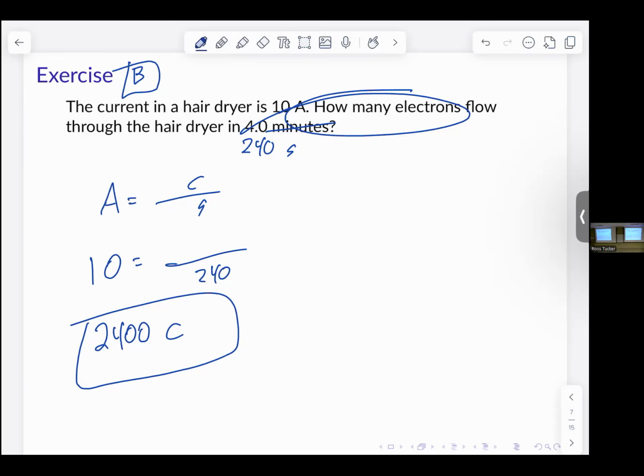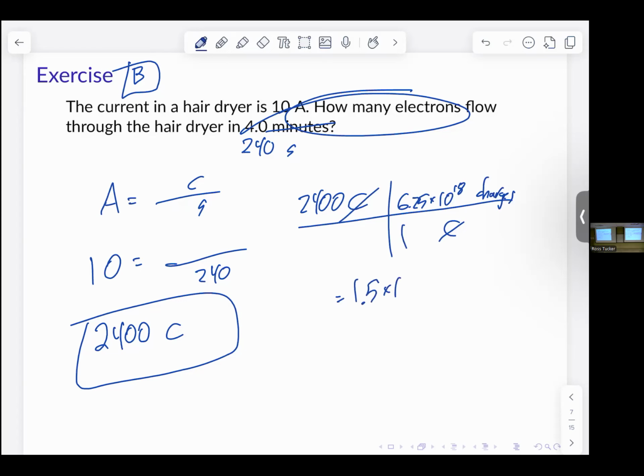Now coulombs to electrons. Coulombs to electron conversion. 2,400 coulombs in this charge times the upstairs 6.25 times 10 to the 18 charges in 1 coulomb. Final answer: 1.5 times 10 to the 22. Yeah. Good.